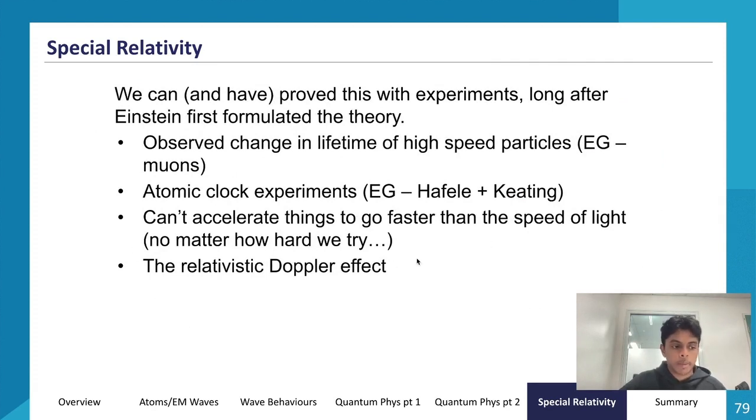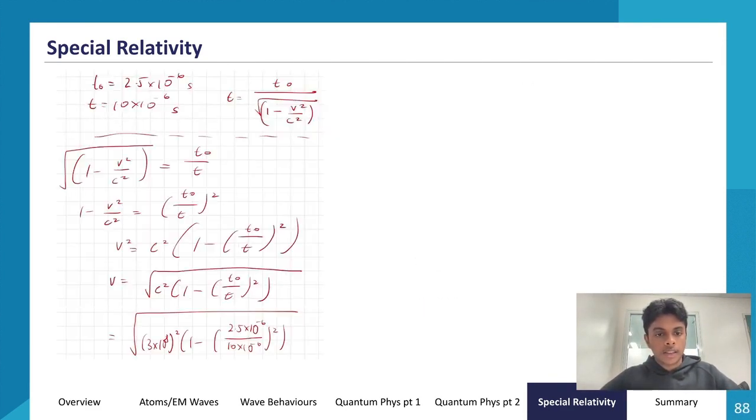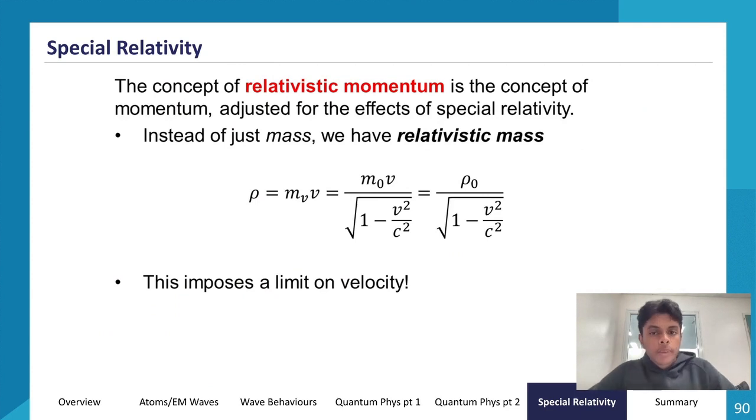That's due to relativistic momentum or relativistic mass, which is what I think they used to call it in the old syllabus. So this is the concept of relativistic momentum, which is the concept of momentum adjusted for the effects of special relativity. So instead of mass, we have relativistic mass. So mass also changes with respect to the velocity that we travel at. So we just plug that into the idea of momentum and we get this equation. So P is equal to M naught V over root 1 minus V squared over C squared. And this entire equation now imposes a limit on velocity.